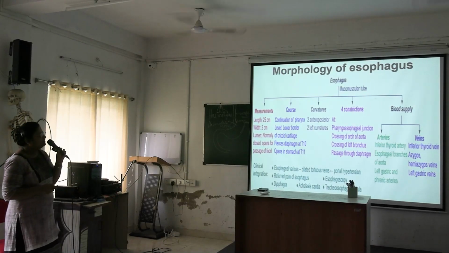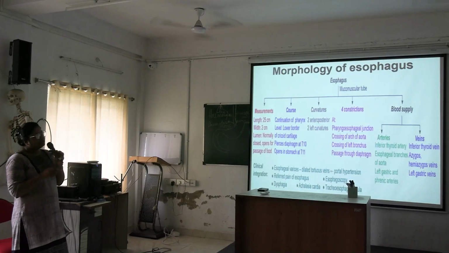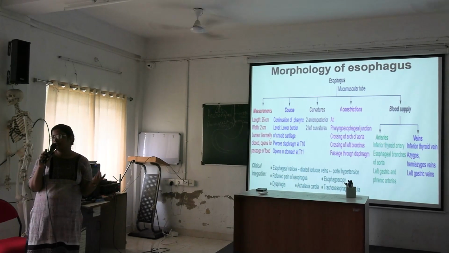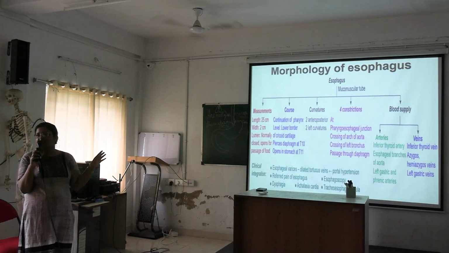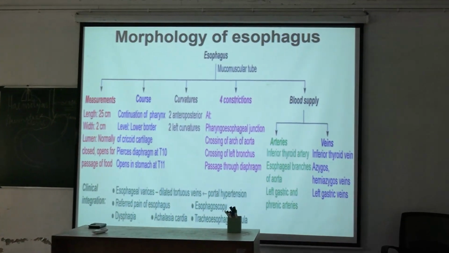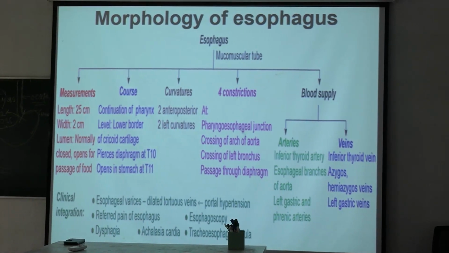So this is the summarization of the esophagus. It is a mucomuscular tube. Individually, esophagus can come as a short note in your theory. You have to write down these parts in 2 to 3 lines: measurements, course, curvatures, constrictions, blood supply, and complete it. And some clinical aspects if you can write.